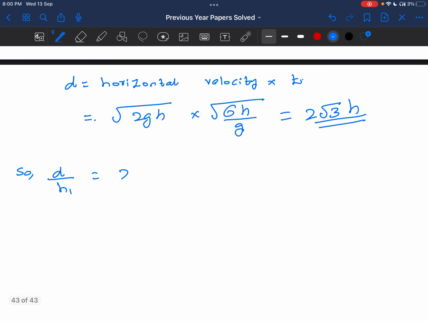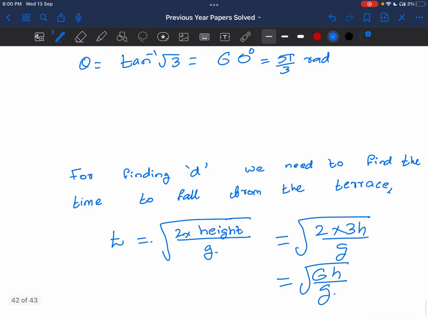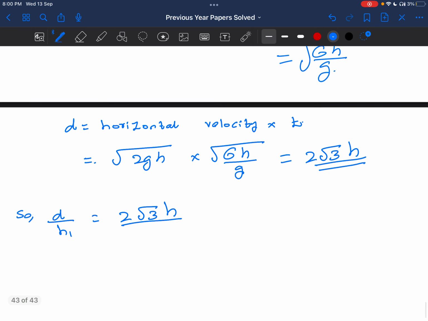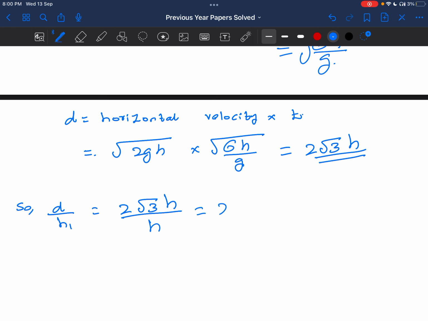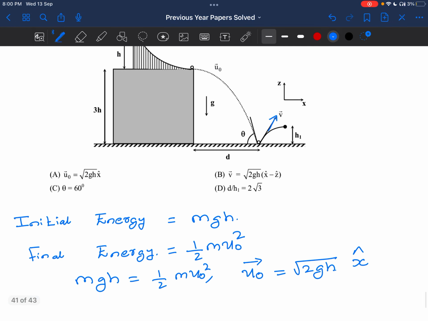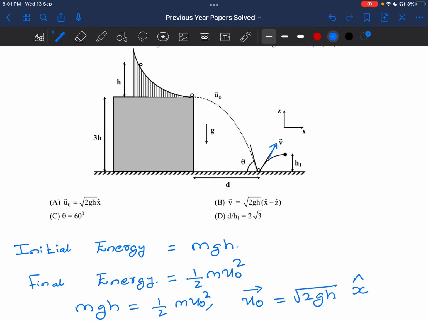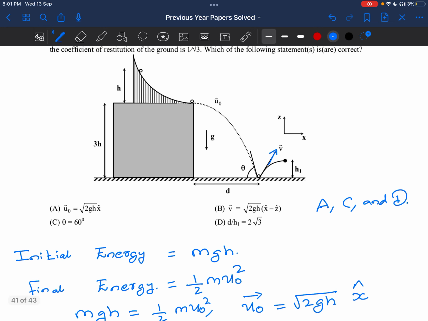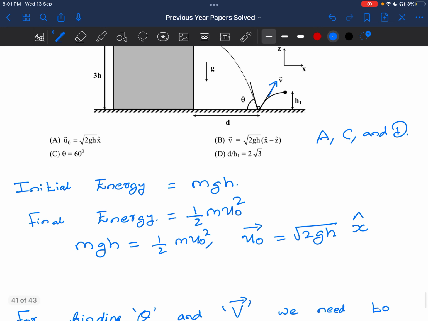So d by h1 will be 2 root 3 h by h1, and h1 is also equal to h, as we just found. So 2 root 3 h by h, that is 2 root 3. So option D is also correct. So the correct options here are A, C, and D. This was a good question, but a simple question. It can be solved if you know the basics of kinematics and this coefficient of restitution. So thank you for watching.